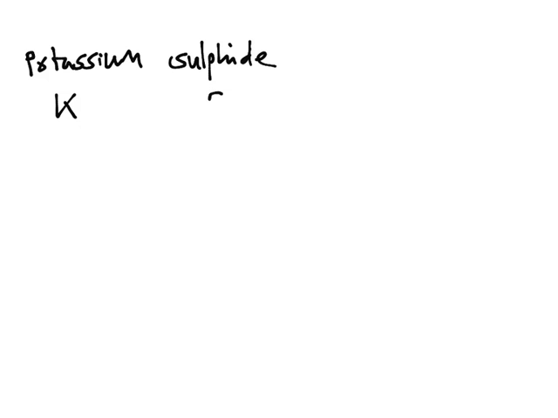The first one I'm going to look at is potassium sulfide, and potassium sulfide is made up of K, and sulfide, the "ide" means just the element is on its own. Potassium is in group 1, so its valency is +1. Sulfur is in group 6, so the valency is -2.